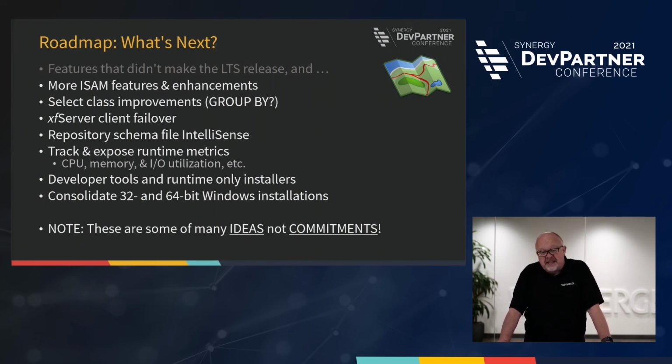We're thinking of potentially doing support for group by type operations. We're going to be looking at XF server client failover. So again, high availability being important, looking at ways of, if this server goes away, swapping connections over to another server and carrying on, that kind of thing. Full IntelliSense for repository schema files in Visual Studio, as I mentioned.